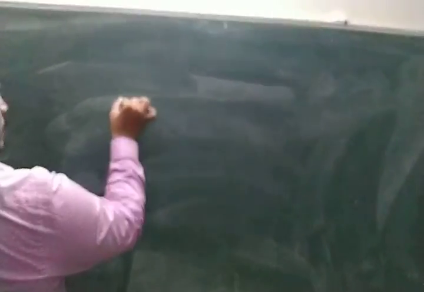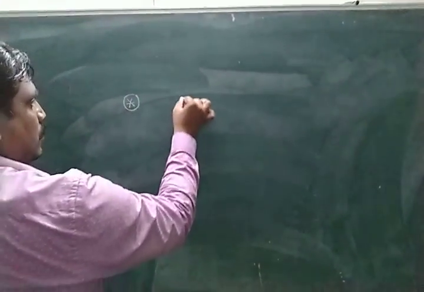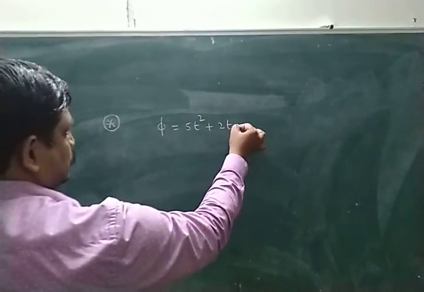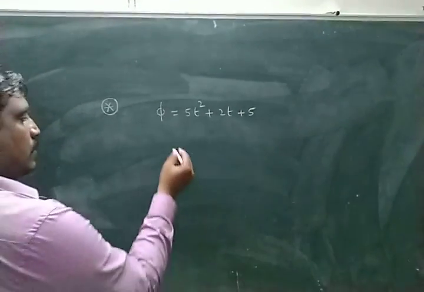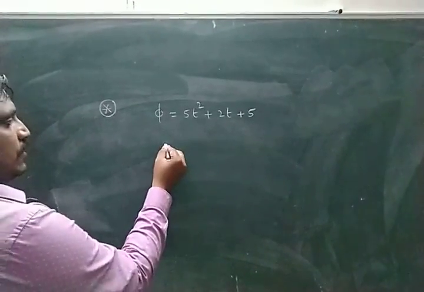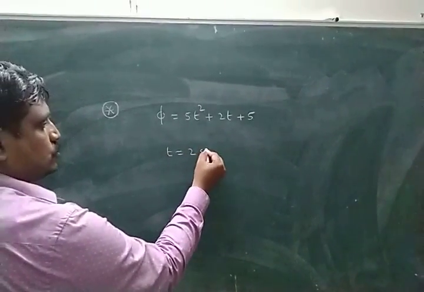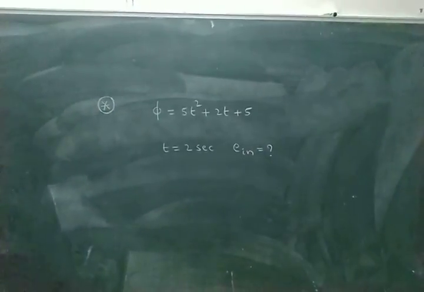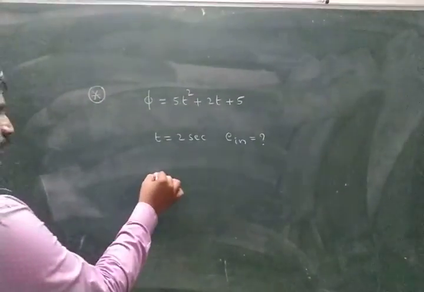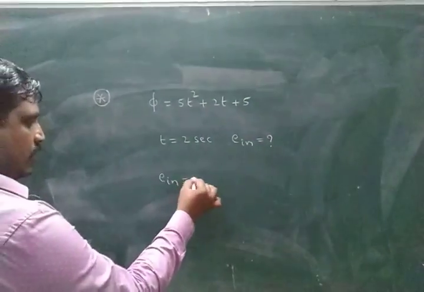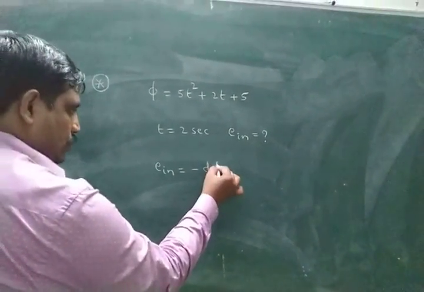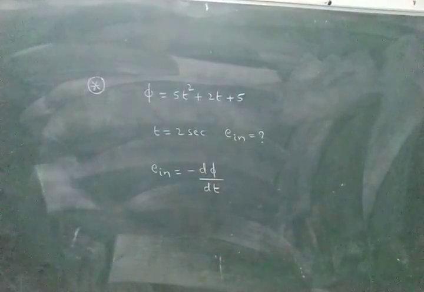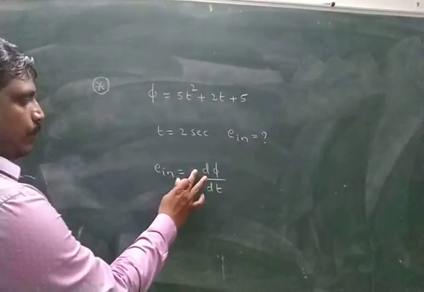One small problem I discuss. Look here. Flux is given: 5t square plus 2t plus 5. After 2 seconds, what is the EMF developed in the coil? This is the question. We know Faraday's second law. What is Faraday's second law? Induced EMF equals minus d phi by dt. Here minus indicates opposition.